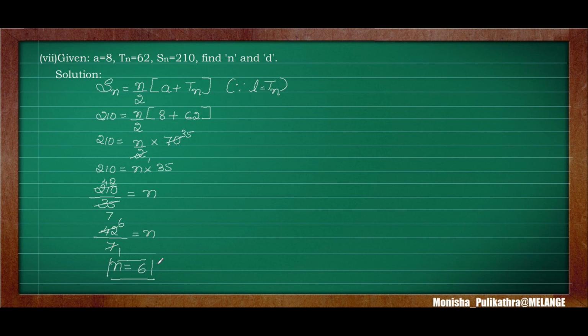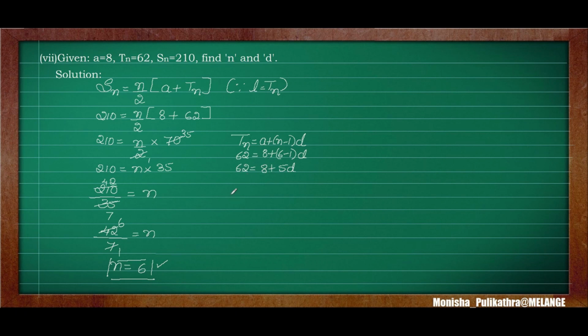Okay. So after getting n, we need to find d, so we can apply one more formula, that is the Tn formula. Tn is equal to a plus n minus 1 into d. So here Tn is 62. So 62 is equal to a, which is 8, plus n, which is 6, minus 1 into d. Write as it is. So in the next step, you can write 62 is equal to 8 plus 6 minus 1, which is 5d.